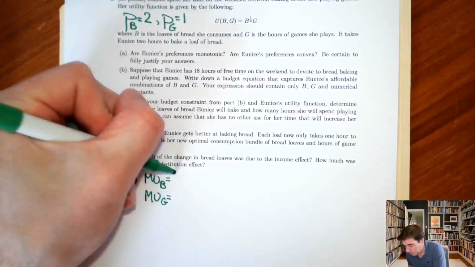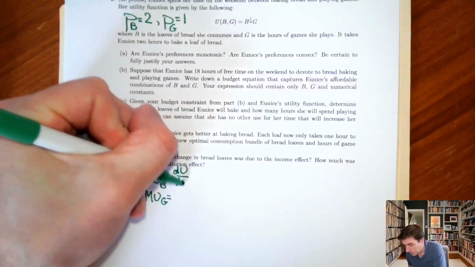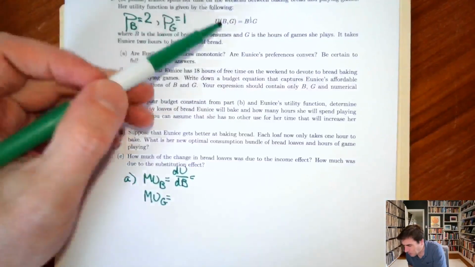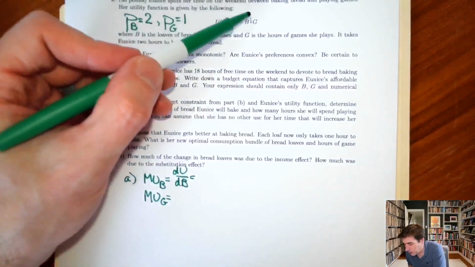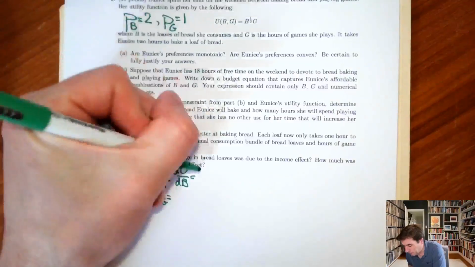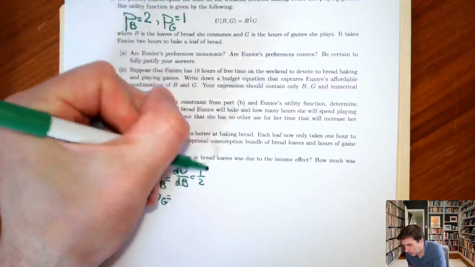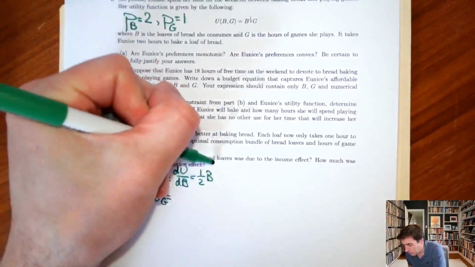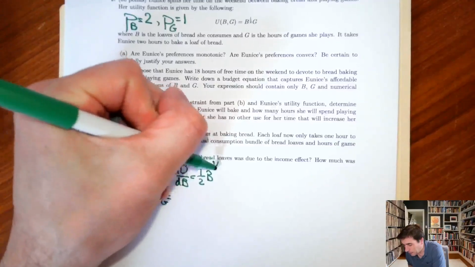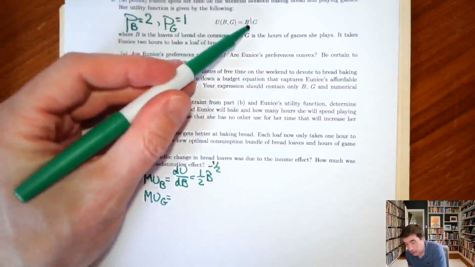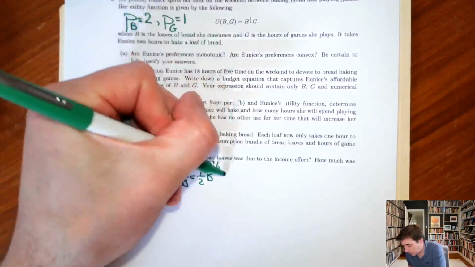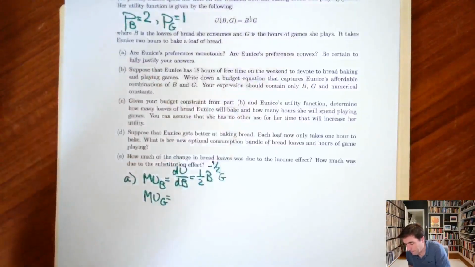So my marginal utility for B is the derivative of utility with respect to B. So I look up at my utility function. I'm going to bring down the exponent on B, so I get a 1/2 out front. I'm going to lower that exponent by 1, so it becomes b to the minus 1/2. And then we still have g sticking around, so we just have g.